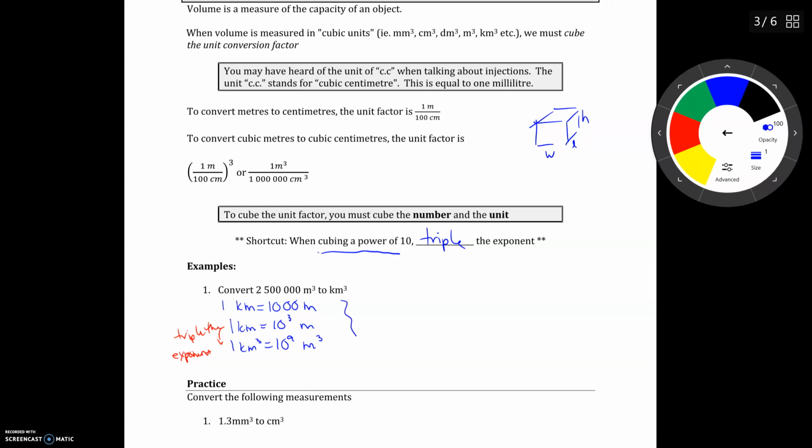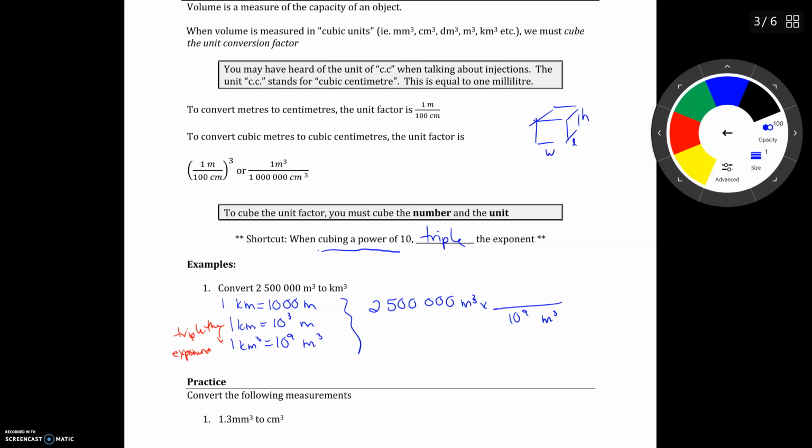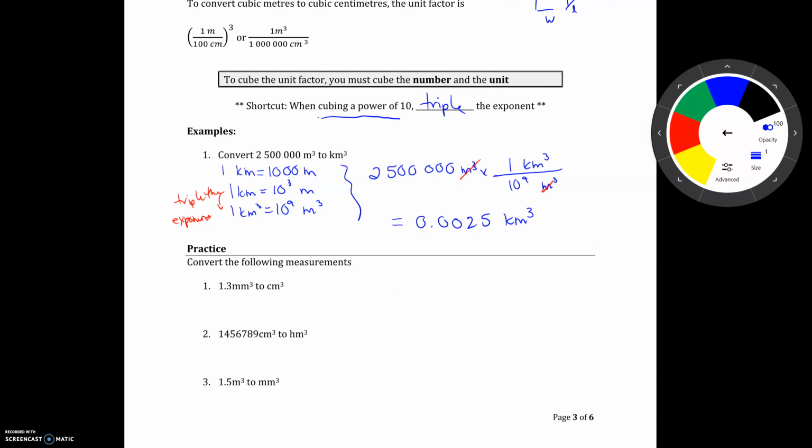Okay? With that rule in hand, using my unit factor method, I write the original measurement down with units, and next to it, I write my conversion factor that lets me go from cubic meters to cubic kilometers. Okay, cancel out my units, and so I know that I'm going to write 2,500,000 divided by 10 to the power of 9 in my calculator. Okay, that should come out to 0.0025 kilometers cubed. Okay, pause the video and try the following 3 practice questions.